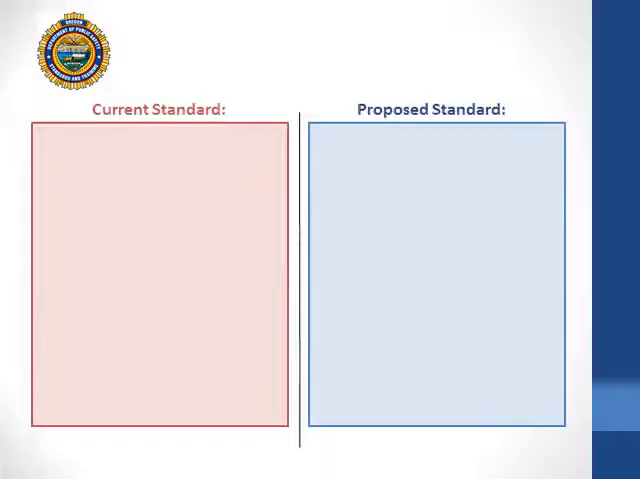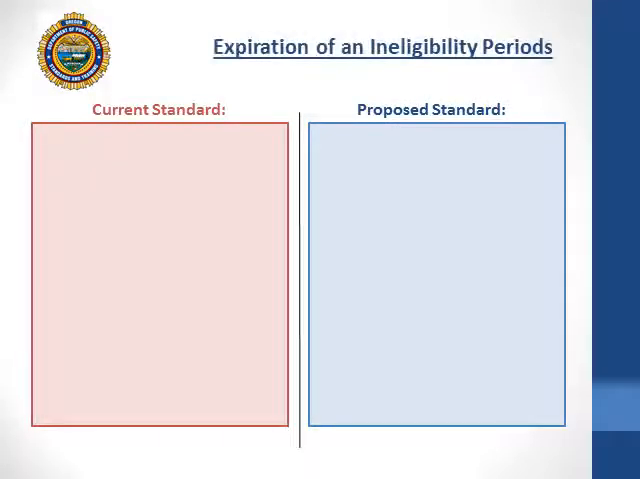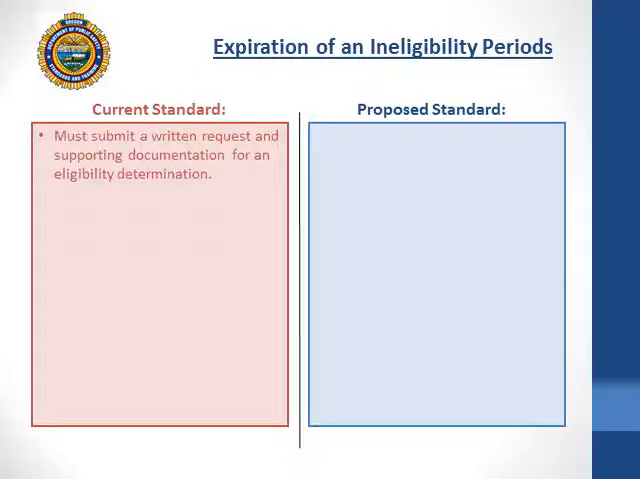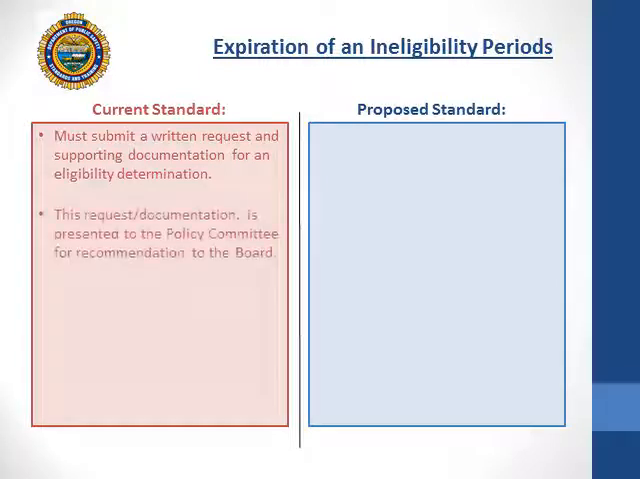What happens following the expiration of an ineligibility period will change as well should the recommendations become adopted. Under the current standard, following the expiration of an ineligibility period, the individual must submit a request for an eligibility determination and can include documentation supporting this request. This request is reviewed by the policy committee, who will make a recommendation to the board on whether or not to restore an individual's ability to be certified.